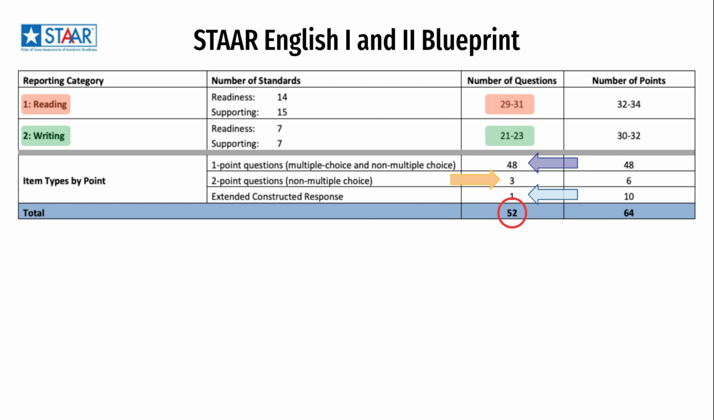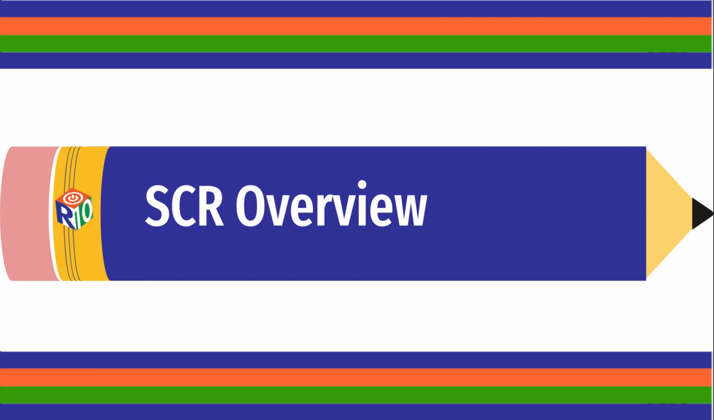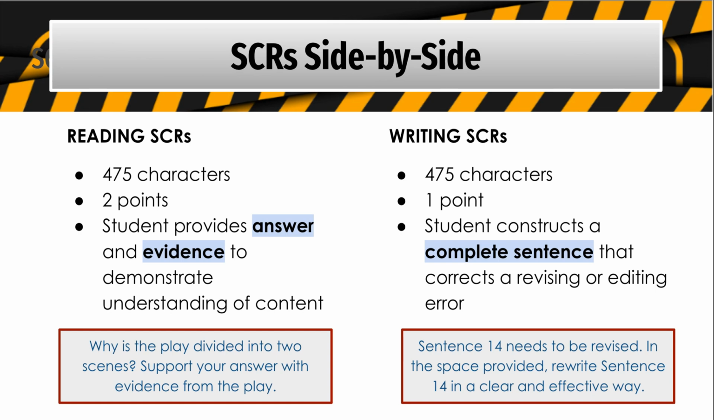So let's talk about short constructed responses. Comparing the reading and writing short constructed responses, the reading short constructed response is worth 2 points, and you will provide an answer and evidence to demonstrate understanding of the content with 475 characters as your limit. An example of a reading SCR might sound like, "Why is the play divided into 2 scenes? Support your answer with evidence from the play."